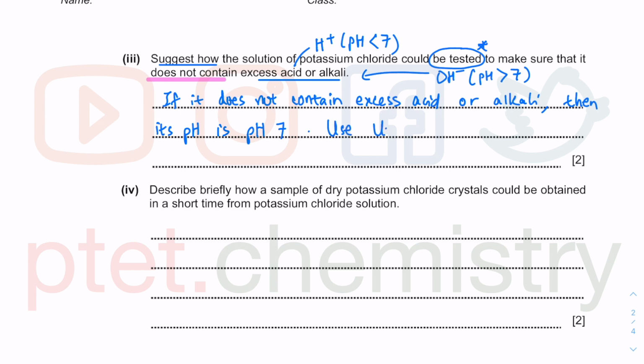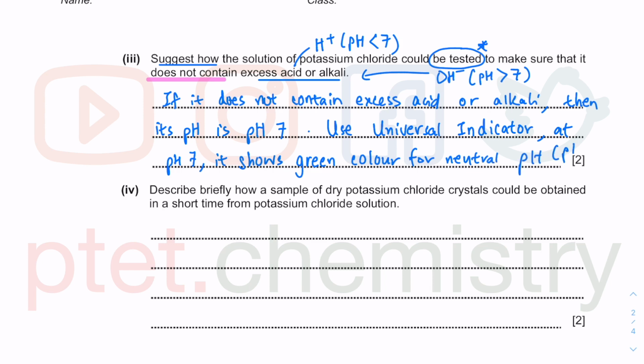Use universal indicator as stated in your syllabus. If you check back on the lecture tutorials or your notes, use universal indicator. At pH 7, it shows green color. So there is green color for neutral pH, which is pH 7 with a universal indicator.